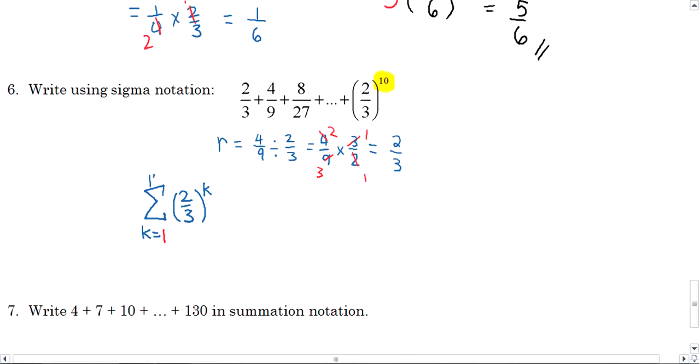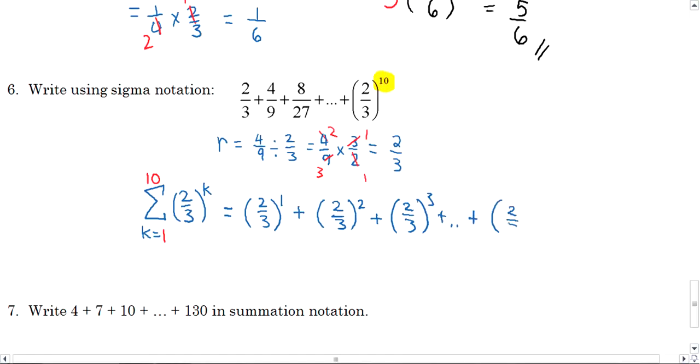And if you're not sure, you can always expand this out to double check, because, why not? It would help. So let's plug this in. K equals 1, so 2 over 3, k is 1. Plus the next term, 2 over 3 squared, plus 2 over 3 cubed, plus dot dot dot, plus our last term, 2 over 3 to the power of 10. And indeed, this works. So I know this is good to go.